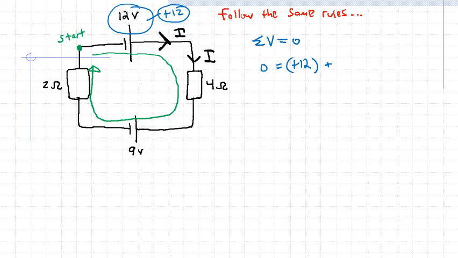Now, if we would have set up the current the other way, that would have been okay, because what will happen is at the very, very end, our answers will come out as a negative, and that just lets us know that the current direction that we've chosen is backwards.